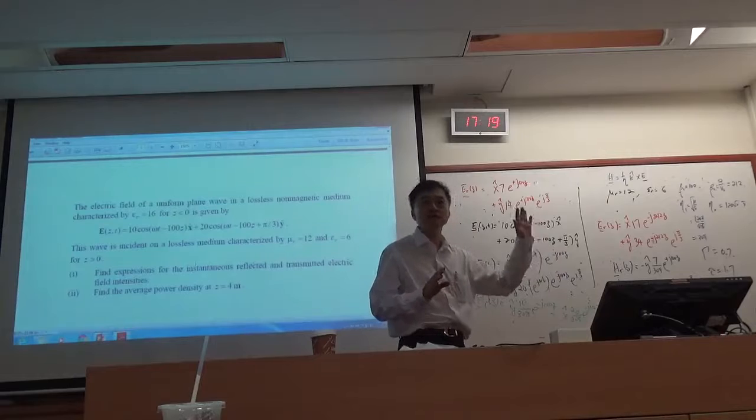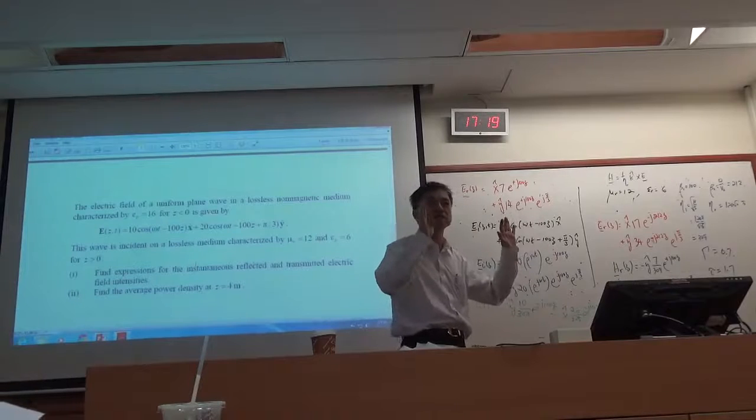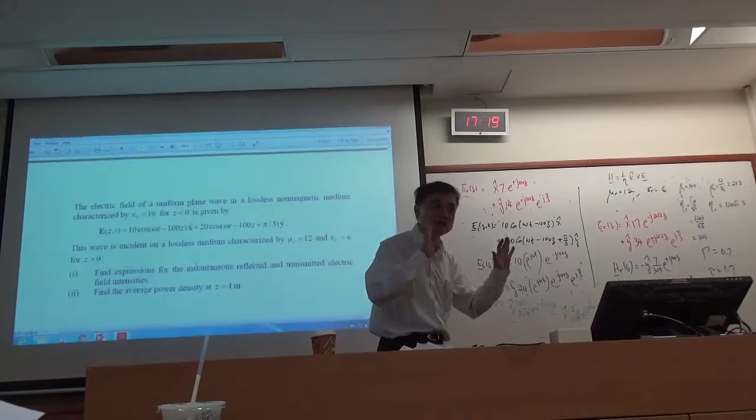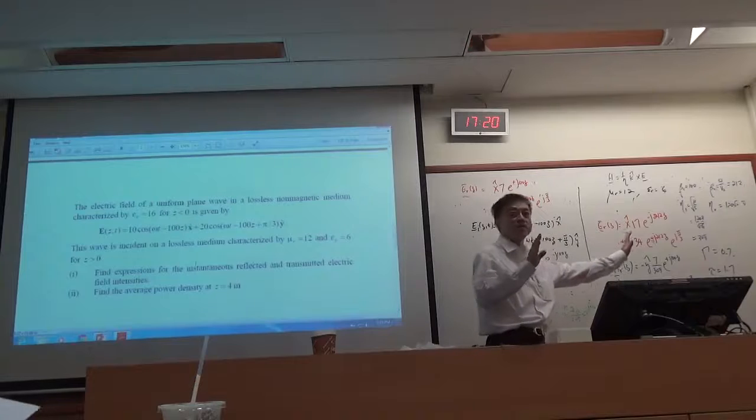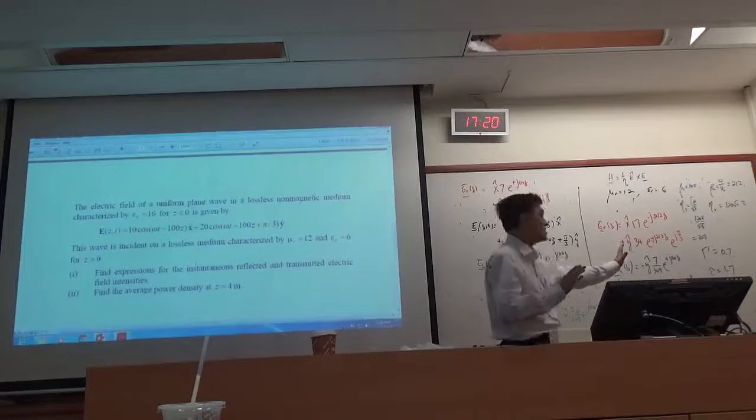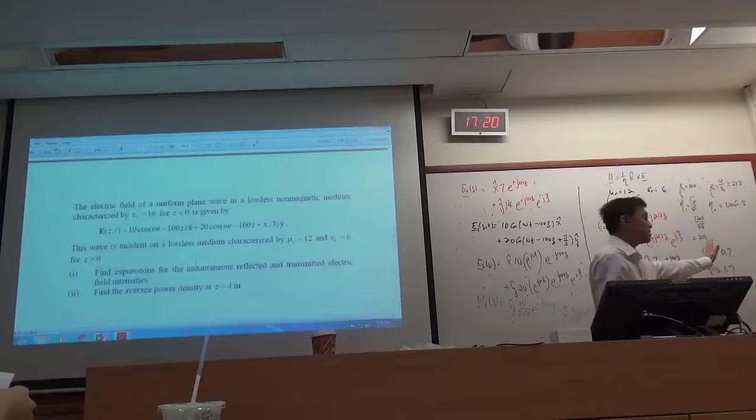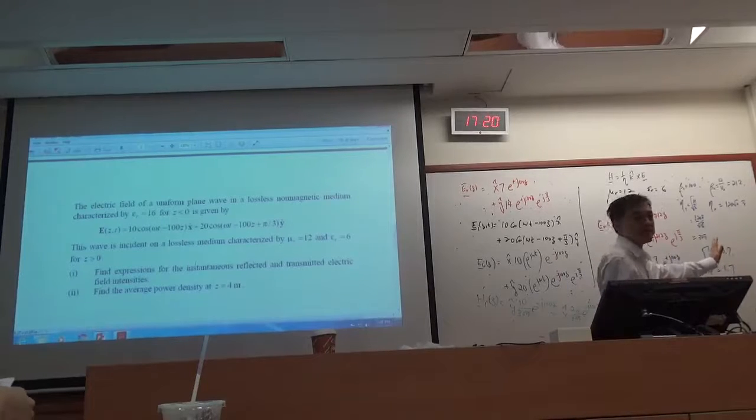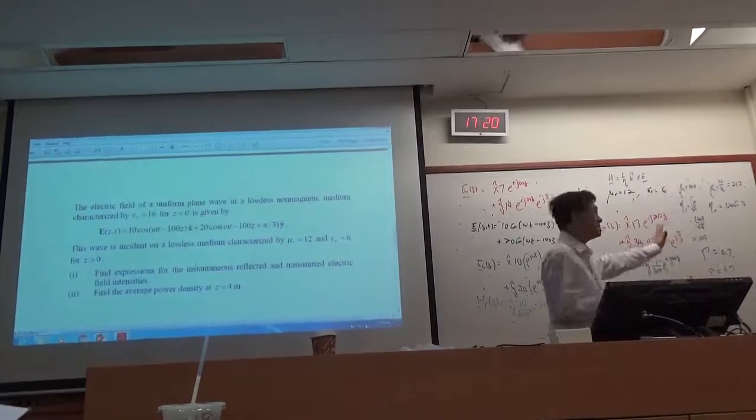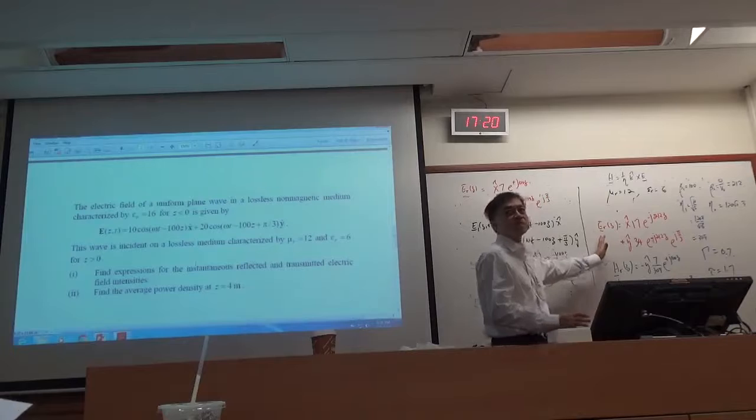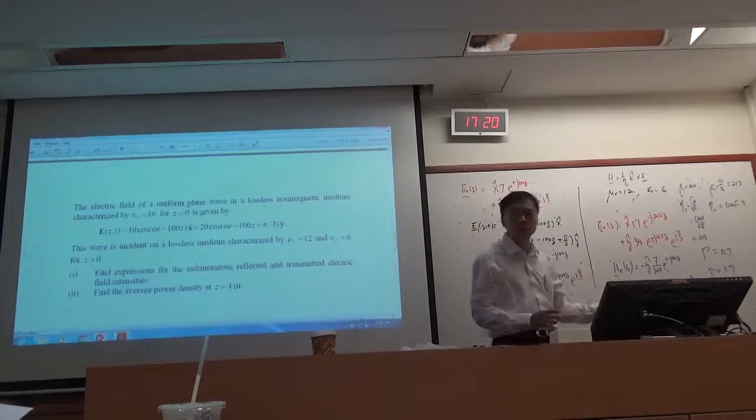When it is a plane wave in a lossless medium, the power density is constant with respect to the direction of propagation. So the power density at Z equal to 4 is the same as the power density at Z equal to 10, the same as at Z equal to 100, the same as at Z equal to 0.2, the same as at Z equal to 0.